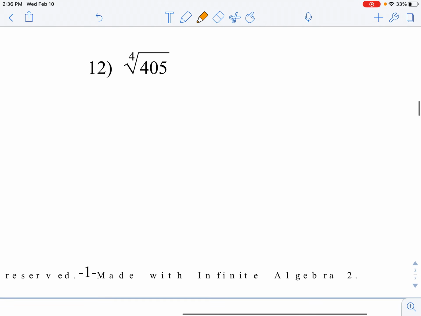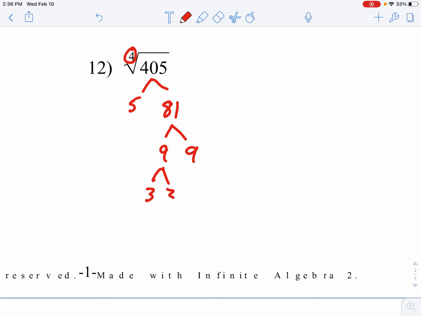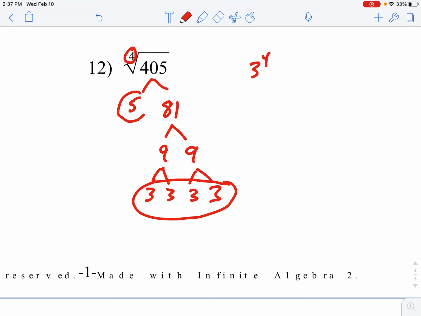All right, number 12. So since the index is 4, when I do my factor tree, I'm going to hopefully find 4 of the same number. Now, 405 is not a small number. It's kind of hard to work with, but it ends in 5. You know that any number that ends in 5 can be divided by 5. So that's going to be 5 times, okay, what? 40 divided by 5 is 8. 5 divided by 5 is 1, so that's 81. You know 81 is 9 times 9, so this is 3 times 3. And this one is also 3 times 3. So look, we've got 4 3's, that's 3 to the 4th power, and then a 5.